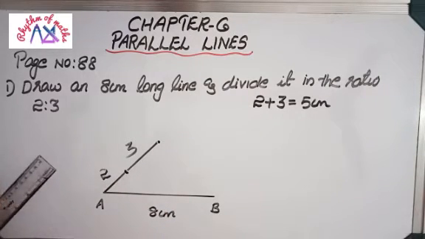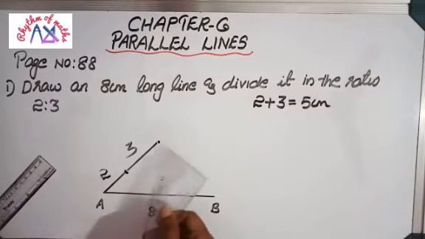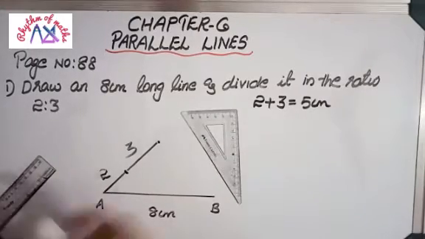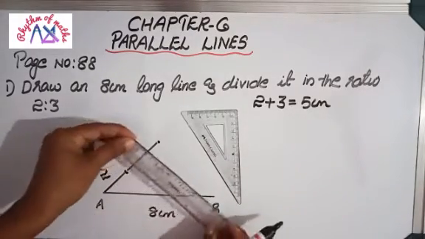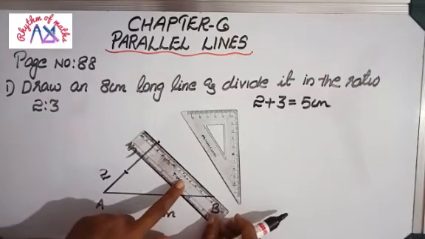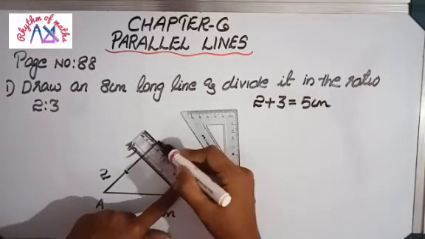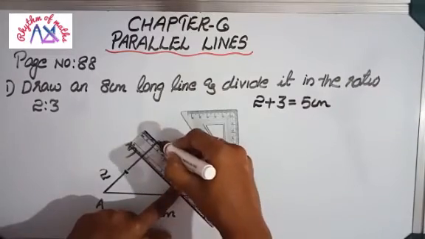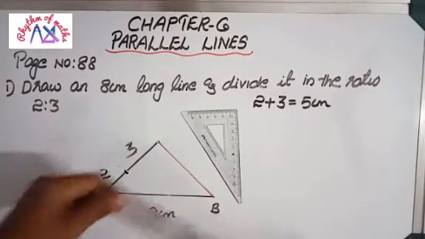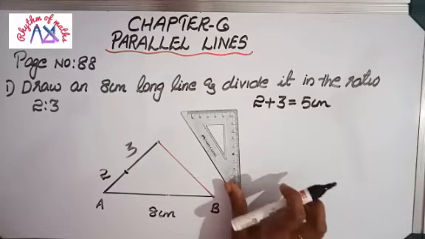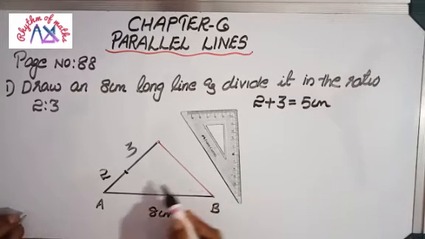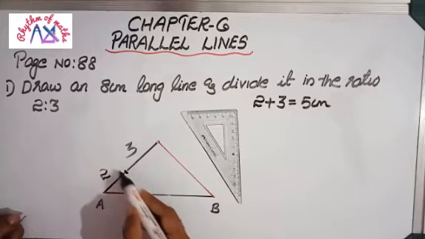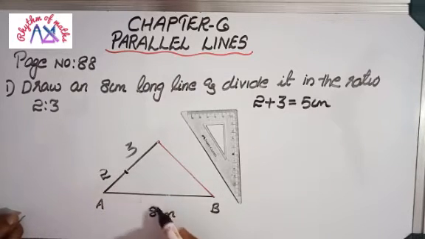Now the next step is to draw the parallel lines. In order to draw the parallel line, first of all join the end points. This point and this end point, just join them using a scale, like this. Now the next step: we are going to draw a line parallel to this line and passing through this point.